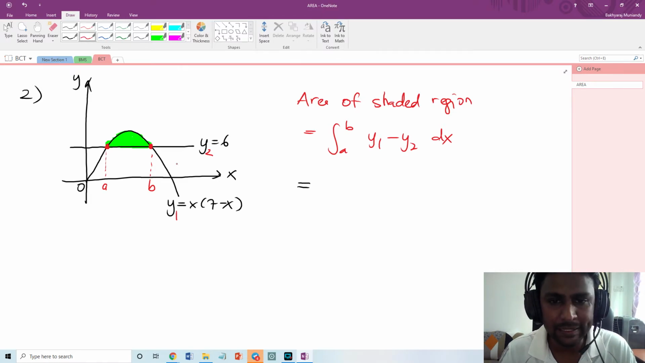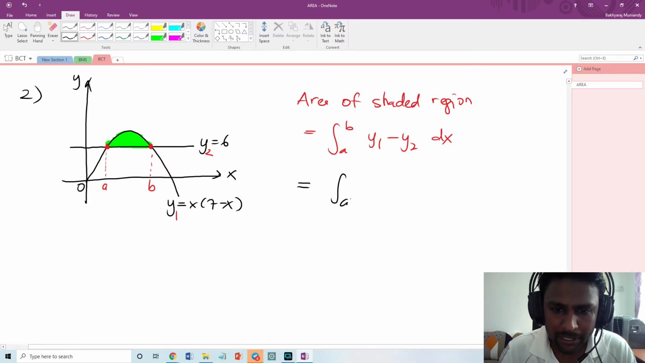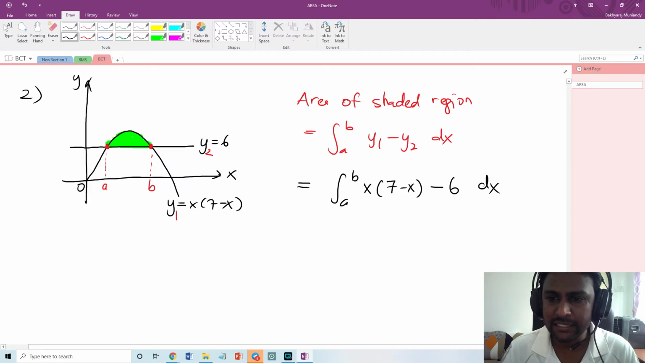Okay, never mind. Let me clear this first. Okay, so we substitute this first. So I get AB. Okay, what I substitute here? Y1 is what? X times 7 minus x, and then what? Yeah, correct, minus 6, correct, minus 6 dx. Very good. Okay, minus 6 dx.